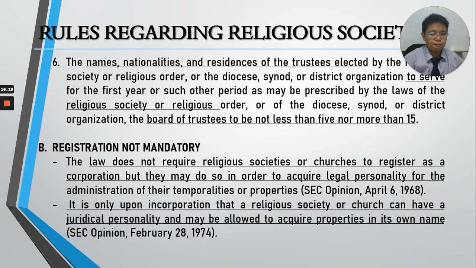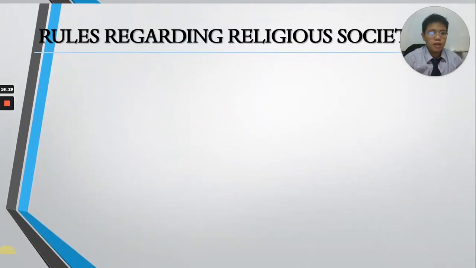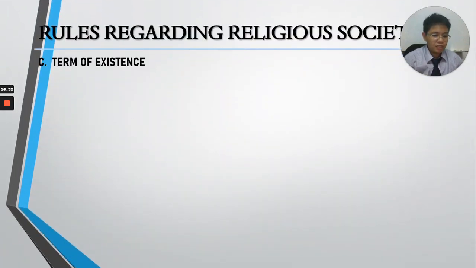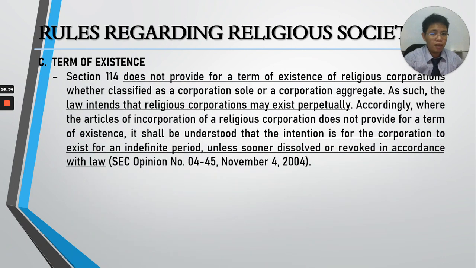What else? Only upon incorporation that a religious society can have a juridical personality, and it will be allowed to acquire properties in its own name. What else? Term of existence, again, perpetual, unless it is sooner dissolved or revoked in accordance with law. So that's it for Chapter 2, Religious Societies.